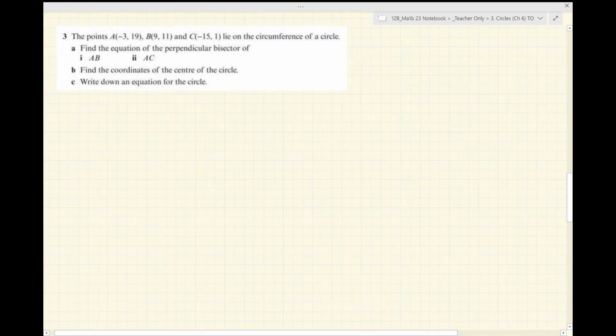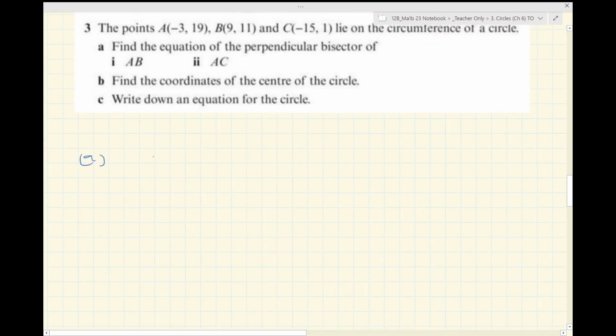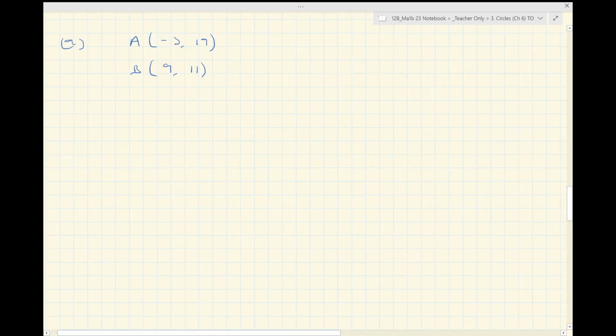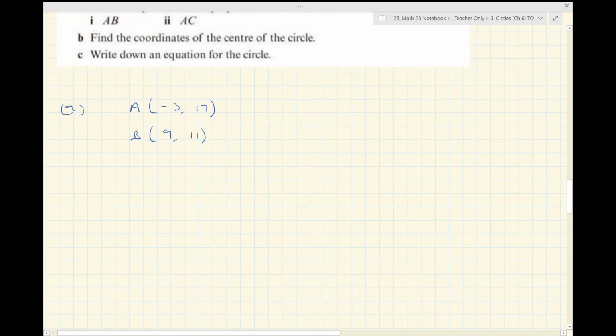Question 3. Right, I've got 3 points that lie on the circumference of a circle. And I'm asked in part A to find the perpendicular bisector of AB. Right, let's write down the coordinates of A and the coordinates of B. Now I need to find the perpendicular bisector, so if I find the gradient of AB first, that will help me find the gradient of the perpendicular bisector.